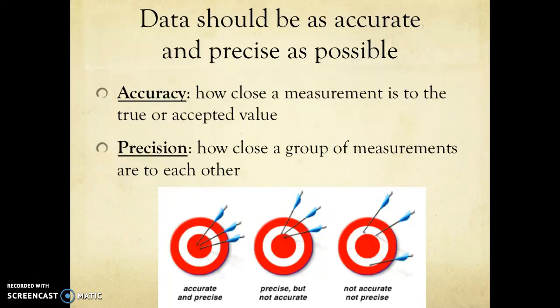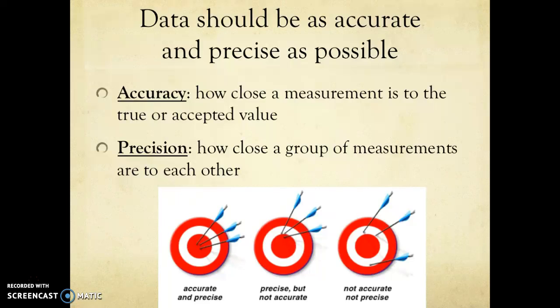So for example, with accuracy, let's say we're trying to find the mass of an object. And I know that the object is, say, 5 grams. Now, if you measure it, and you measure it as being 4.8 grams, you're very close to accurate. You're close to the true value of it. But if you measured it and you got 10 grams, that's much less accurate than the first measurement.